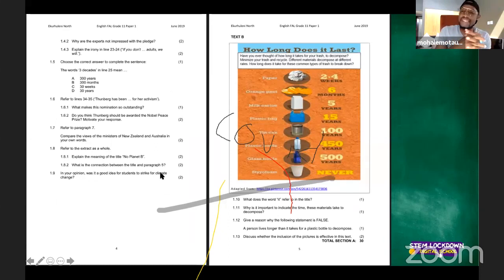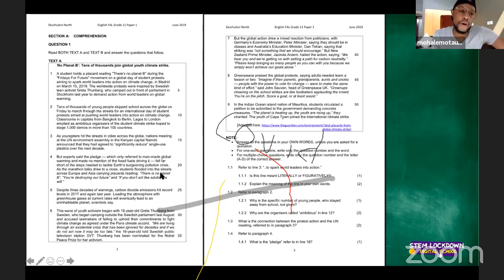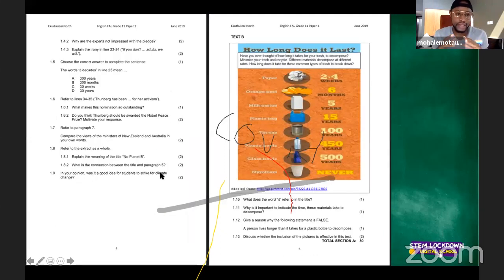What the scientists are saying, that we can't live in this planet if we continue to go through global warming, greenhouse effects. The connection is that we will not have a planet. No planet B, and what the scientists are also saying is that this planet is going to be uninhabitable. That is in paragraph 5 in the last sentence. This will eventually lead to an uninhabitable planet. We won't be able to live in this planet, and therefore there is no planet B. And that is the connection between the title and paragraph 5.